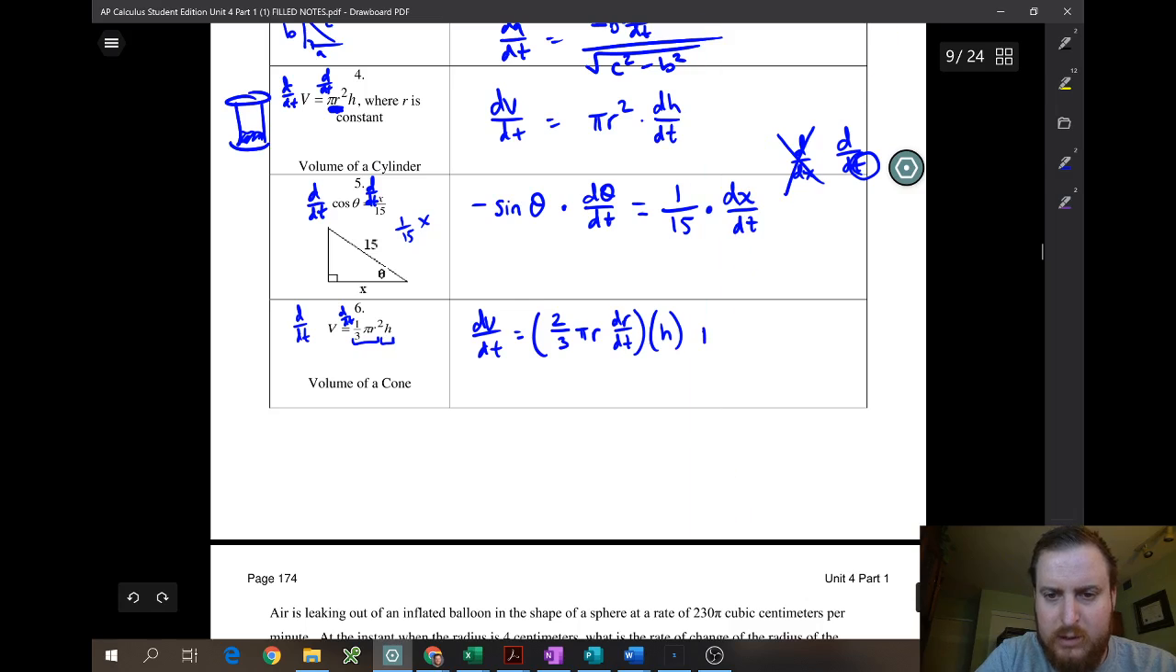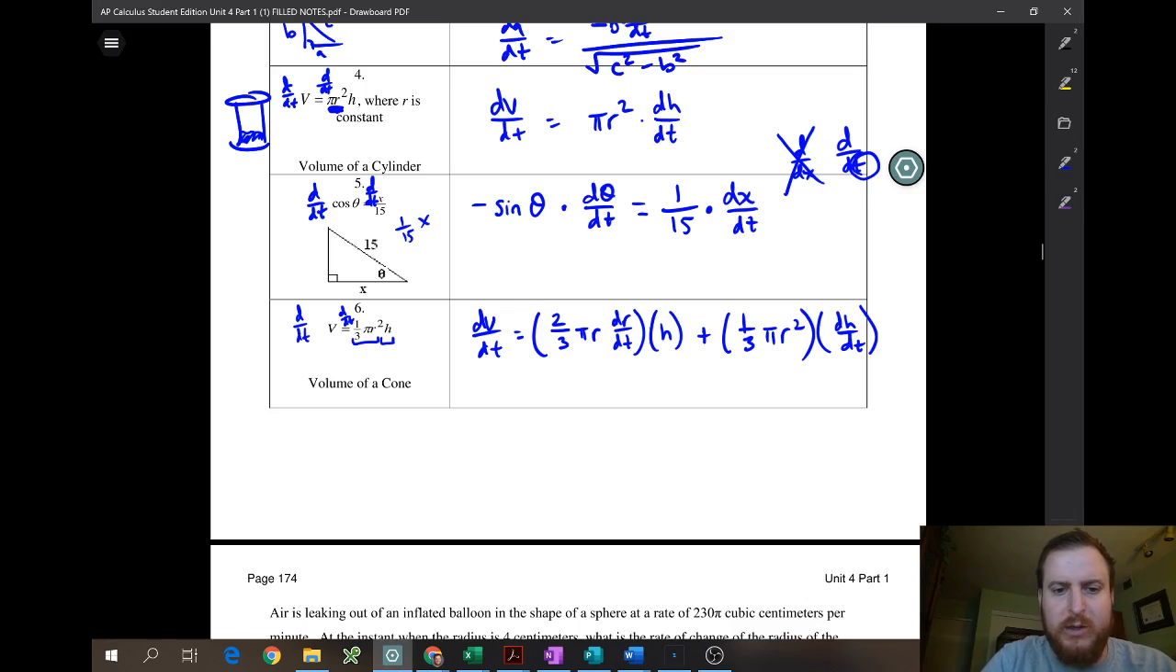Then plus, now I'm going to leave the first side alone, 1/3 pi r squared. We're going to just leave that alone, and times the derivative of h would be 1 dh/dt. I'm not going to write in the 1, but it's 1 dh/dt. And so that's our equation.